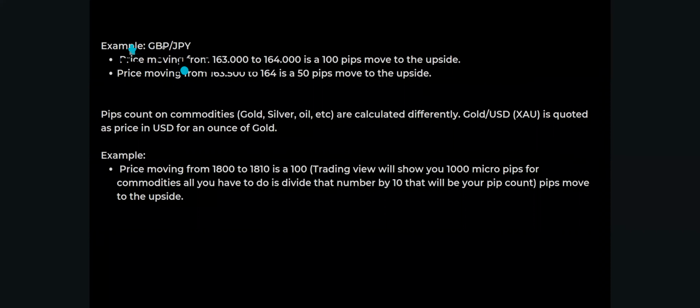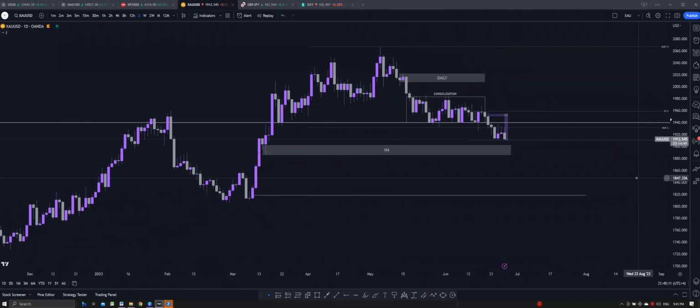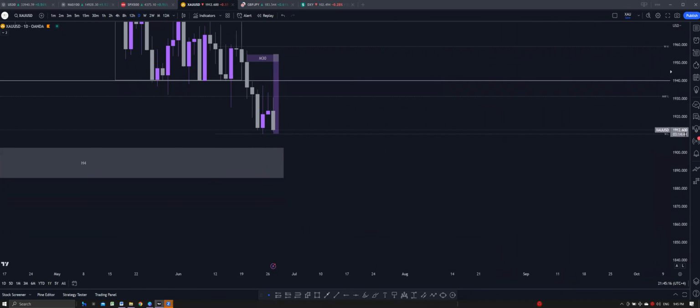I have a few more examples with the British pound Japanese yen. So, pip counts on commodities. Commodities could be such as gold, silver, oil, maybe you even trade wheat. Those are all commodities, and they're calculated differently. For example, we have gold and the dollar. If you notice the price, it's usually calculated as dollars per ounce of gold. If you look at the gold chart here and at the price on the right, that quote is basically saying 1 ounce of gold is at the moment $1912.